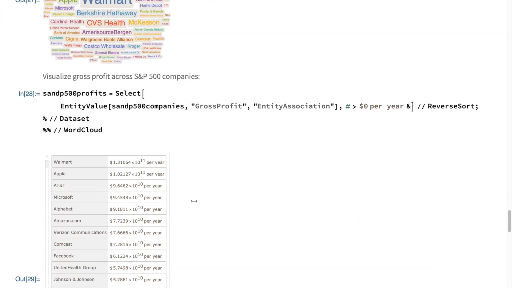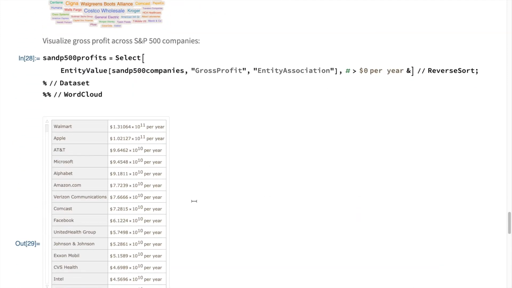What about gross profit? I can set up similar code where I am getting the gross profit property of my companies and setting up an entity association. This time, I'm only selecting companies which had any profit whatsoever using select. The green hashtag and ampersand indicates a pure function. You can think of the green hashtag as your x in a normal function. Using select will map this pure function onto the data and keep only those which pass the test.